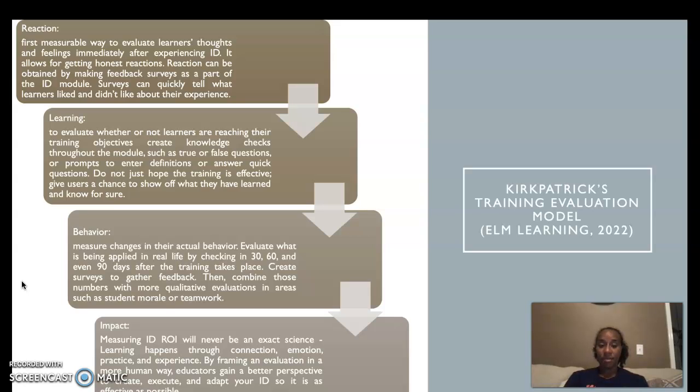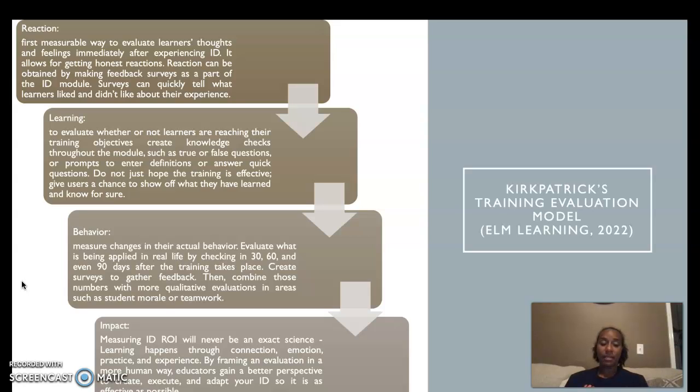Next is behavior. Measure changes in their actual behavior. Evaluate what is being applied to real life by checking in 30, 60, and even 90 days after the training takes place. Again, create surveys to gather feedback. Then combine those numbers with the qualitative evaluations in areas such as student morale and teamwork.